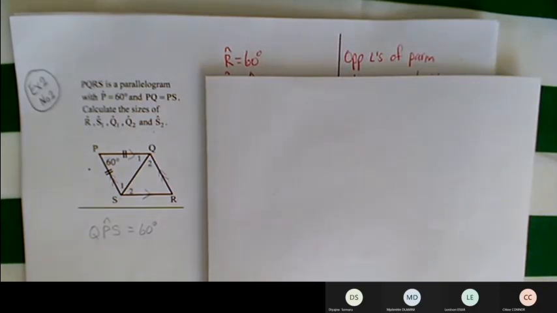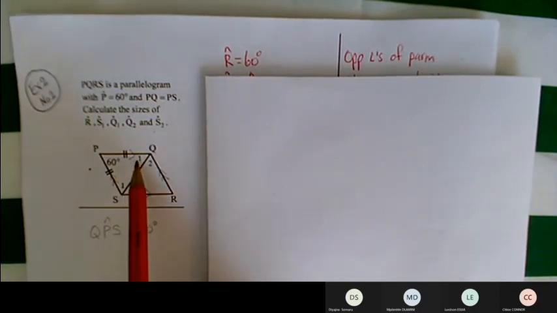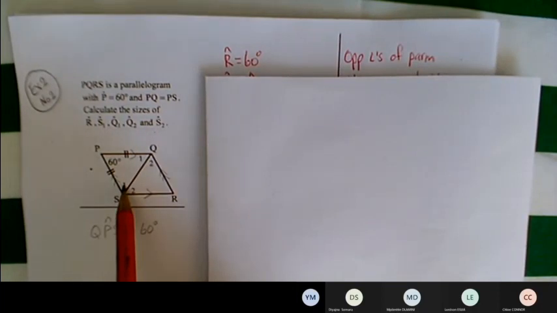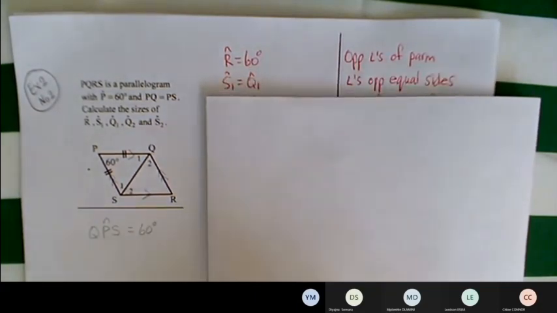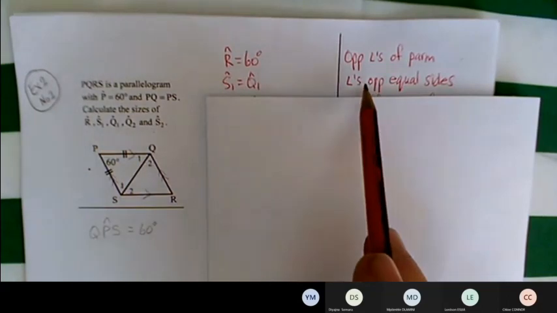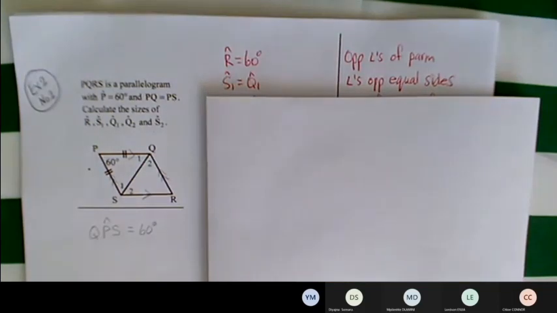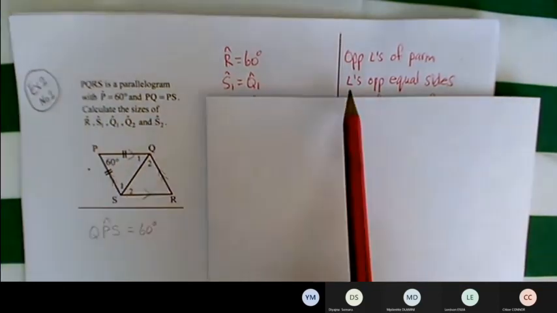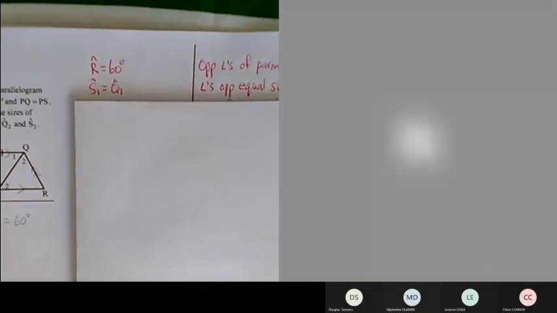Let's go to S1. Looking at S1, you agree that S1 will be equal to Q1, right? Why? Because this is an isosceles triangle. Notice we won't use that reason. We would say angles opposite equal sides, even although it's an isosceles. So S1 equals Q1, angles opposite equal sides. In brackets is put isosceles. But never use the reason isosceles. Always write in the exam angles opposite equal sides.